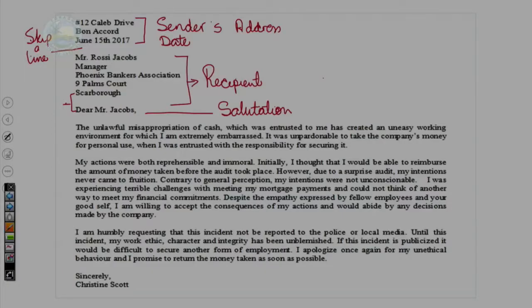We are seeing here the body of the letter. And the body starts off by indicating the purpose of the letter. The second paragraph explains what happened.